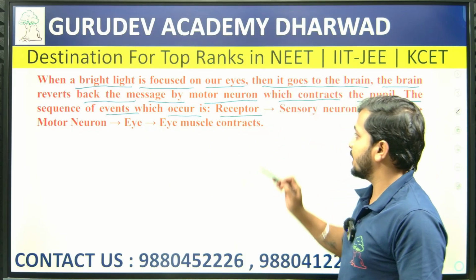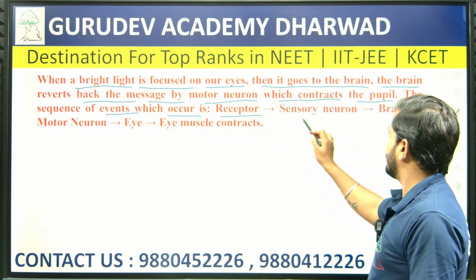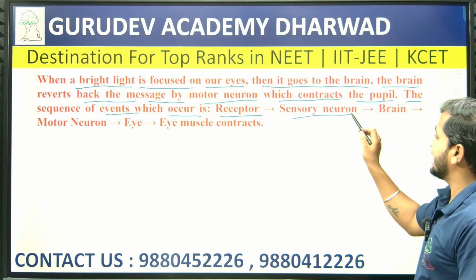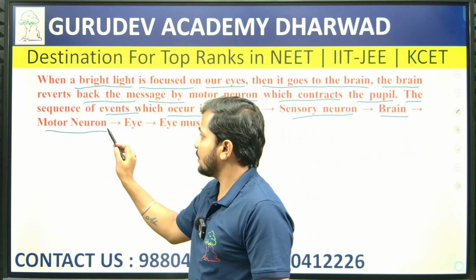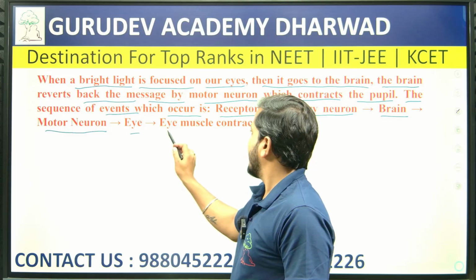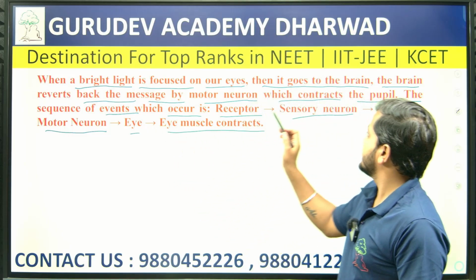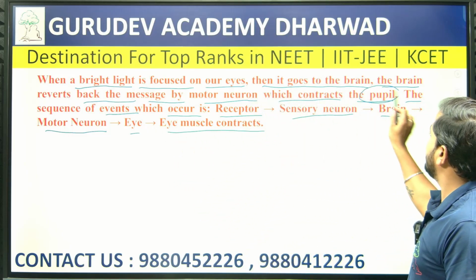The receptor is going to take up the signal and pass it on to the sensory neuron, to the brain, and from the brain to the motor neuron, to the eye, and the eye muscles get contracted. Majorly, who is going to contract? The pupil is going to contract.